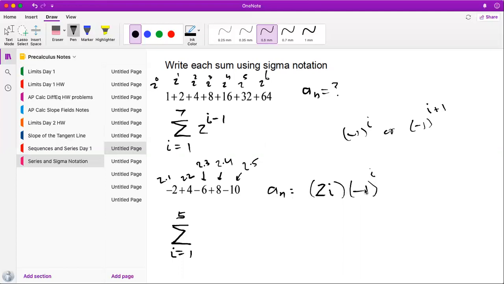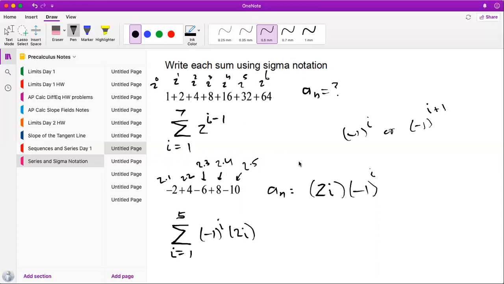So for the first term, I want it to be negative. And -1 to the first is negative. -1 to the second is positive. So I want to leave it like this. And generally, we write that -1 term first times 2i. And you can always check these by plugging in 1, 2, 3, 4, 5, and see if you get these numbers. I'm confident that you will here.